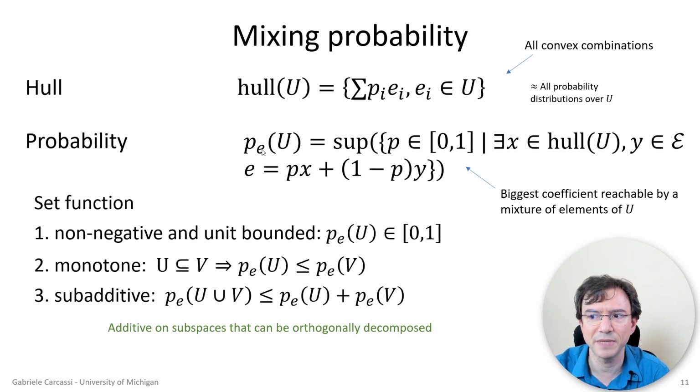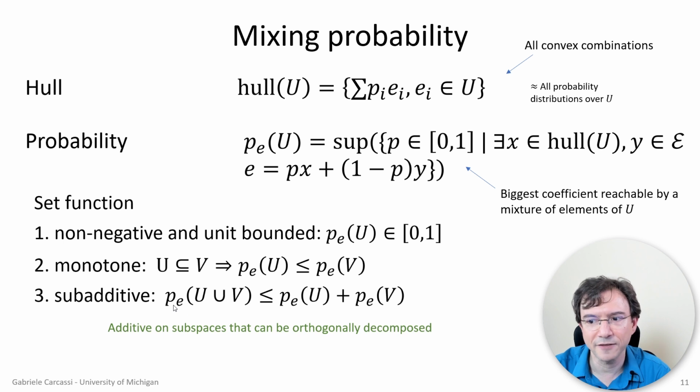And this is going to be a set function because this takes a set of elements in U. And so it's a function that takes a set and gives us a real number. The function is non-negative and unit-bounded because we're taking the supremum in the interval of 0 and 1, so it can only be between 0 and 1. It's monotone because if we increase the set, the hull can only increase, so the set of all possible P can only increase, and therefore the supremum can only go higher. So it's very monotone, very simple to demonstrate.